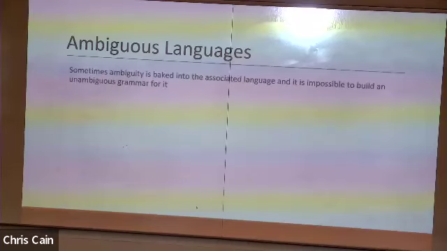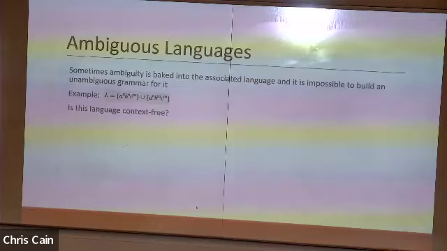Sometimes there's ambiguity in the language, which means that we cannot build a grammar that does not have ambiguity in it. This is especially rough on us compiler designers. So here's an example: a to the n, b to the n, c to the m, union a to the n, b to the m, c to the m.